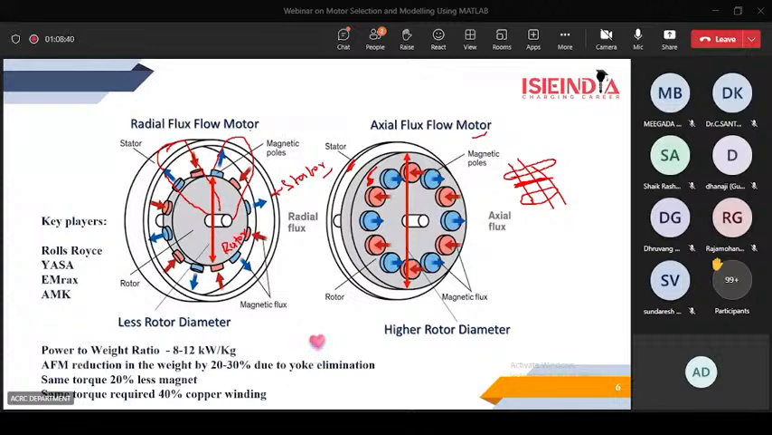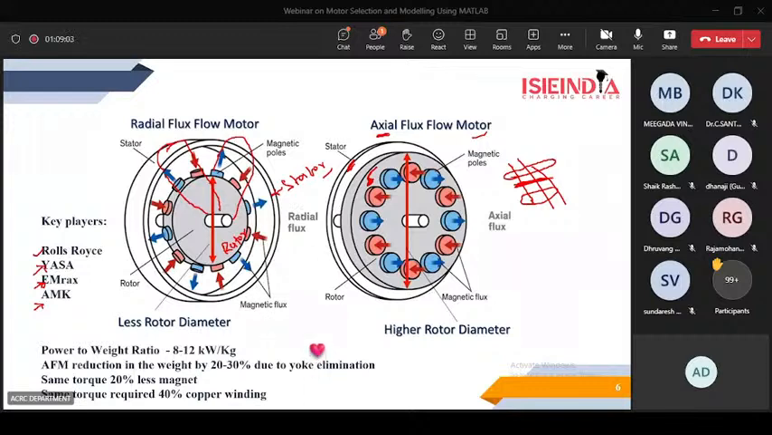So we have Rolls-Royce, YASA, Marelli, and AMK. They are into the R&D of this axial flux motor, and they have developed some vehicles which are using these axial flux motors. And here are some benefits of the axial flux motor.